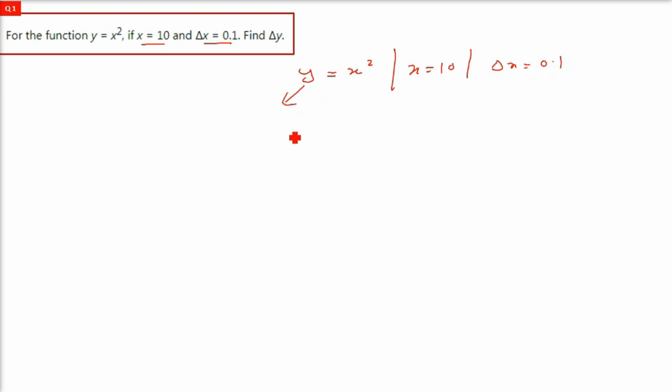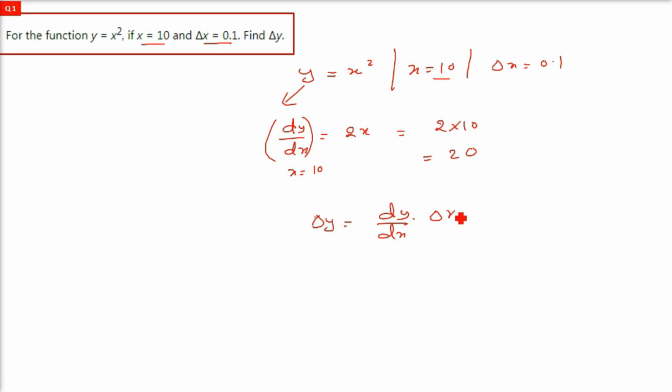So we will differentiate this y, dy by dx we'll find out, and that is going to be 2x, and that dy by dx has to be computed at x equals to the value being provided, which in this case is 10. So this is 2 into 10, which is 20. Now the next thing is delta y is dy by dx into delta x, that we have been discussing since we started this chapter or this topic.